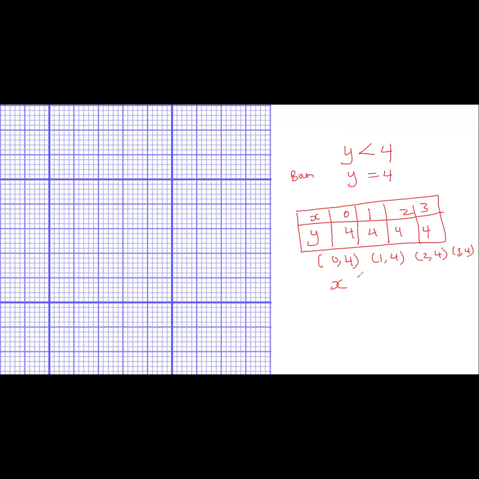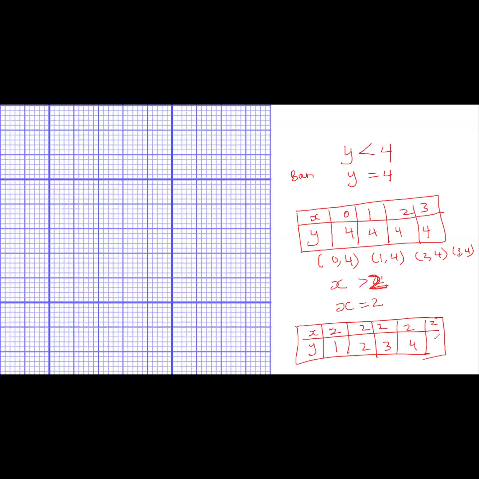In case X may be greater than 2, still do the same. Say X is equal to 2. This means that X is not changing. So you come and do the same. I say this is my X and this is my Y. Wherever you have X, put 2. X is not changing, but Y can change and be any value. So put anything you want: 1, 2, 3, 4, 5.